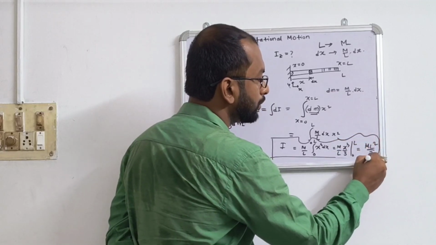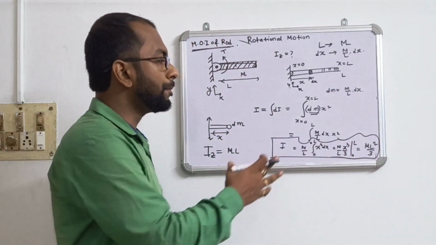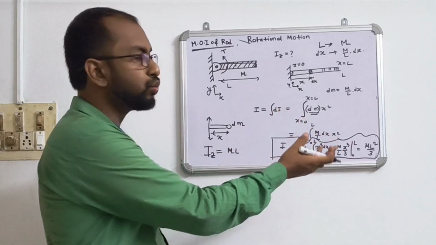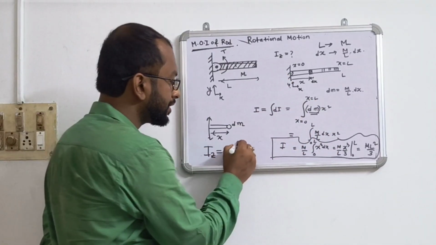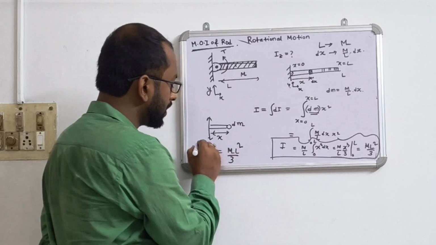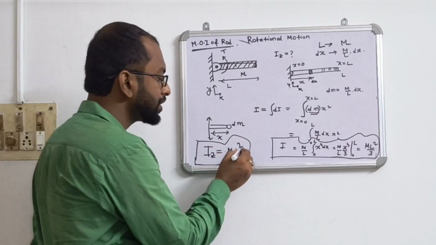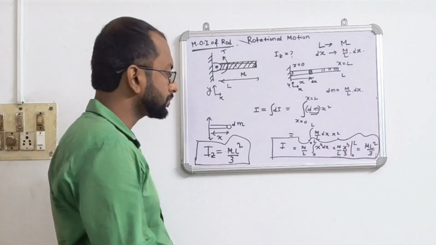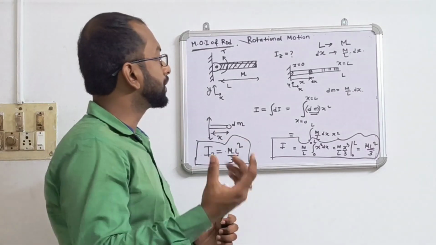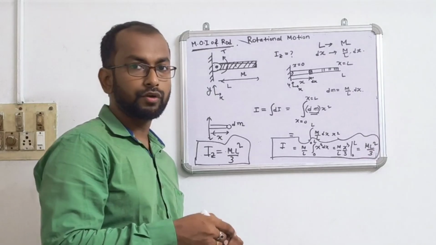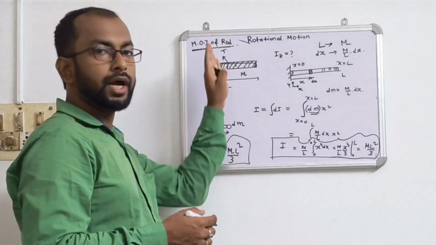So see, the moment of inertia of a rod of mass M, if it is attached at one extreme end, the moment of inertia Iz is ML square by 3. And see the dimension, kg into meter square. I hope you understood. And in the next lecture we will find out the moment of inertia of a rod if it is pivoted at the middle point.